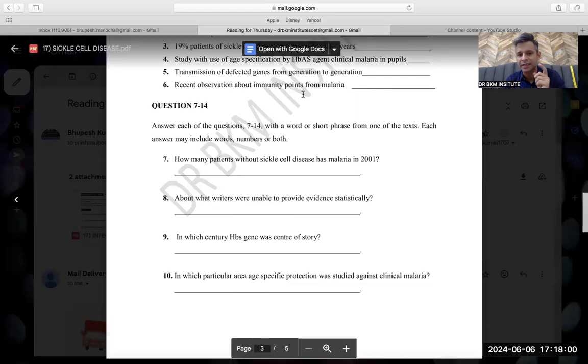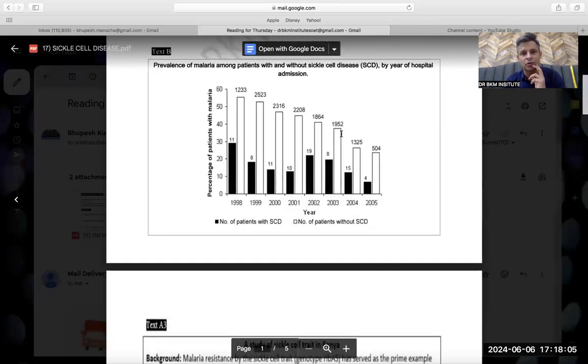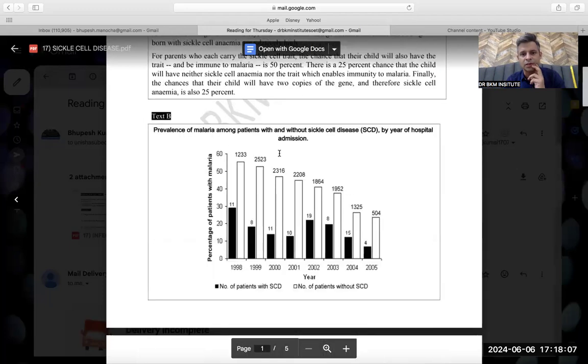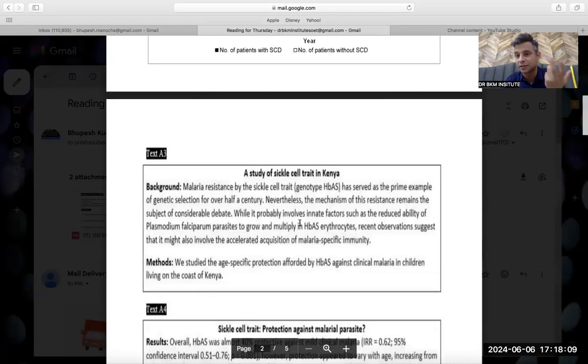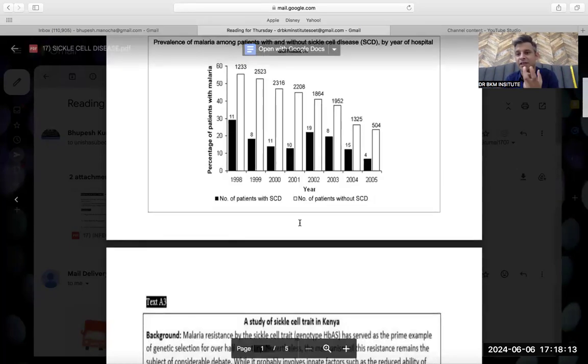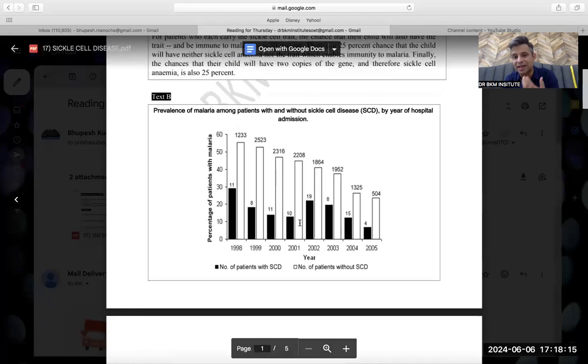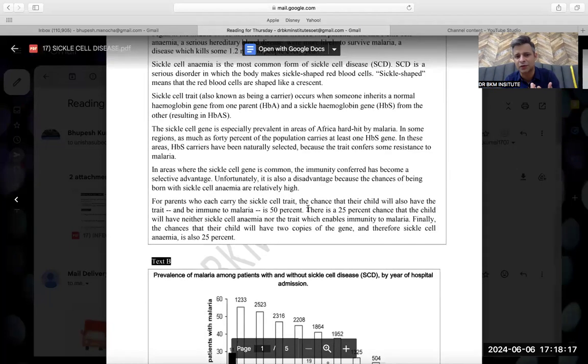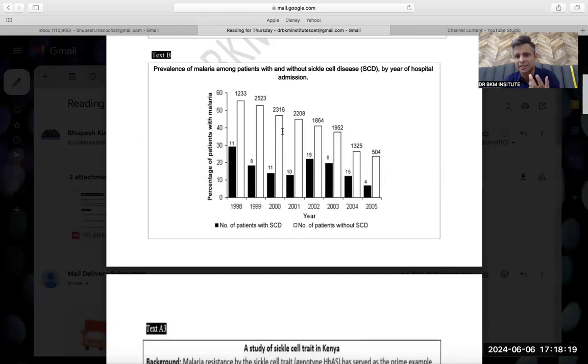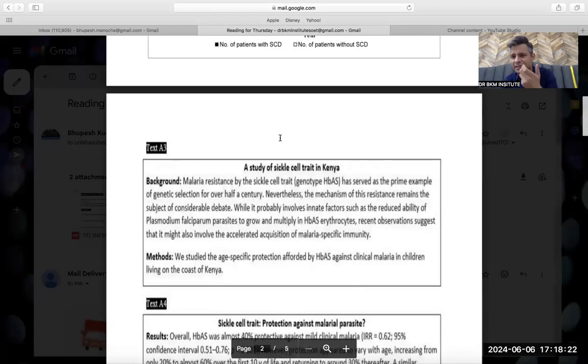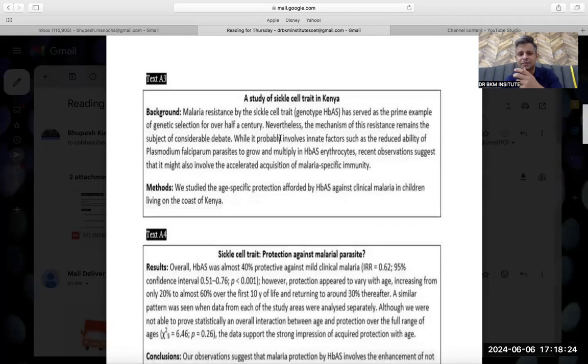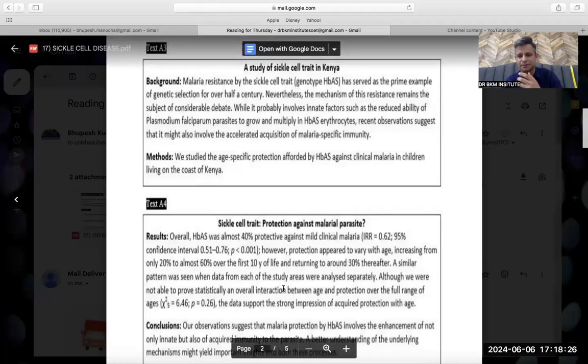About what writers were unable to provide evidence statistically. Then you again go to this. Then you don't understand this question. Obviously, this is a tough question because statistics means numbers. Numbers means numerical percentage. So statistics are given over here as well as statistics are given over here. Anything that is given in the number form are statistics. And this is also statistics.